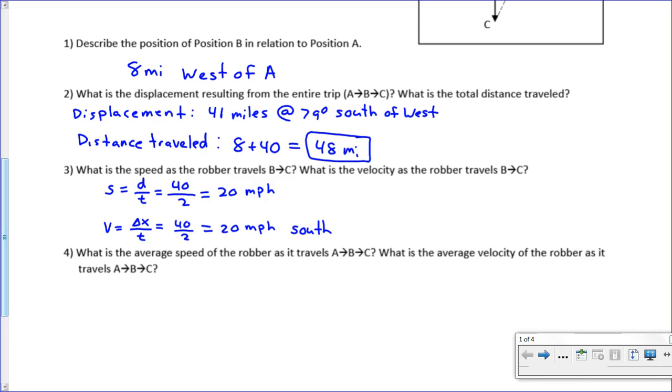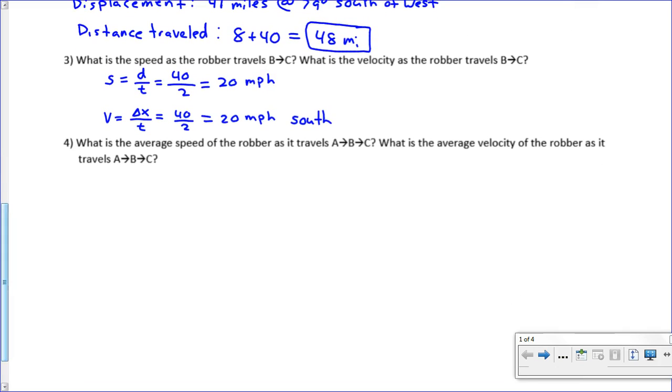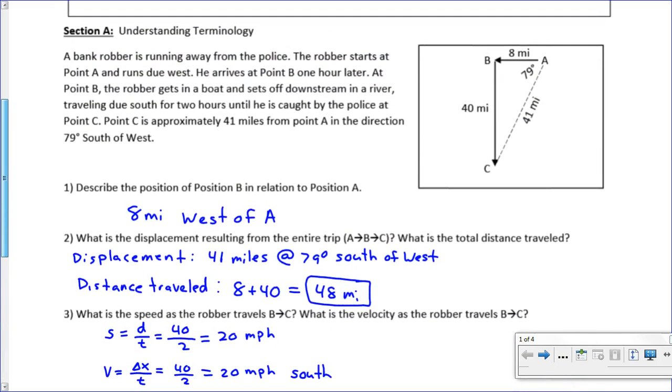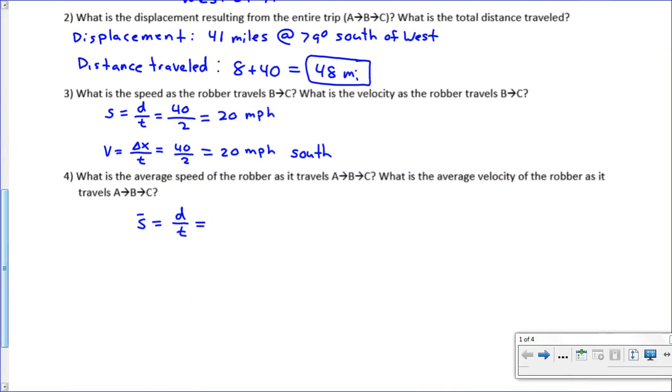And then finally, part 4 talks about the average speed and the average velocity when we're going A to B to C. To do the average speed, we say that equals the total distance traveled over time, again, for the whole trip. We calculated this up above, but we went 8 and we went 40, so 48 is the total distance traveled. The total time there is 3 hours, all right? So 48 divided by 3 gives us 16 miles per hour.